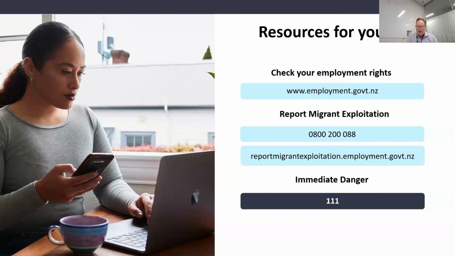Our contact centre is open Monday to Friday from 8 o'clock in the morning till 5:30 in the evening, except on public holidays. If you'd like to speak to someone in your own language, call the 0800 number and say the language you speak. Interpreters are available for over 180 different languages. You can make a report to Employment New Zealand using that online form. And really importantly, if someone is in immediate physical danger, call 111 and ask for the police.